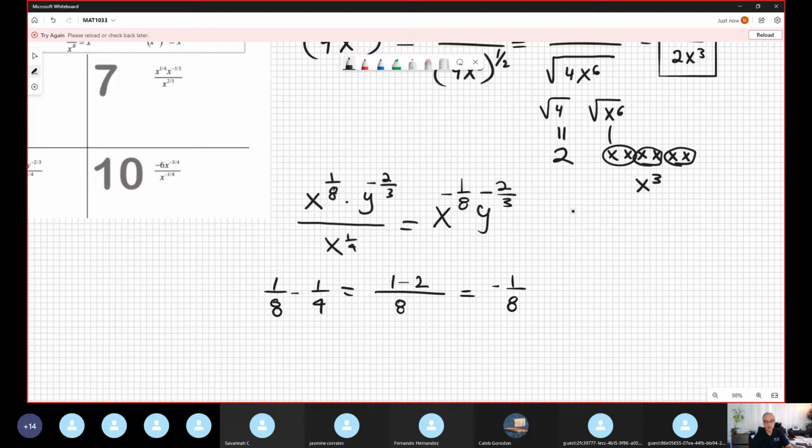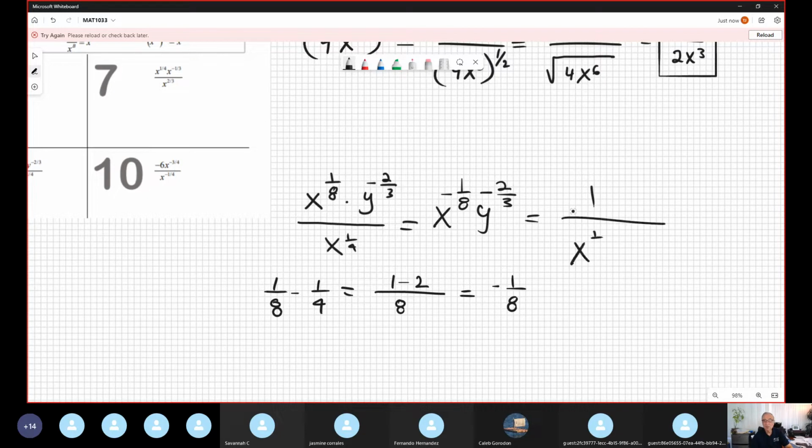This answer is correct, however, not elegant. So I propose you convert to positive. But this is easy: flip it. 1 over x to the positive 1 over 8 times y to the positive 2 thirds. End of the story.